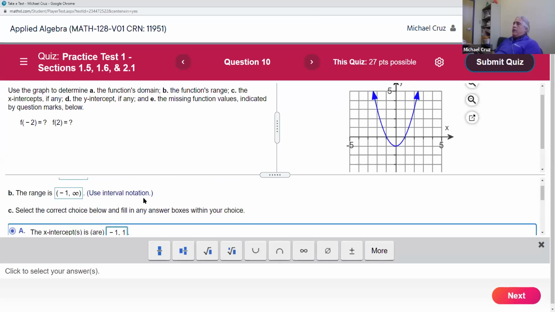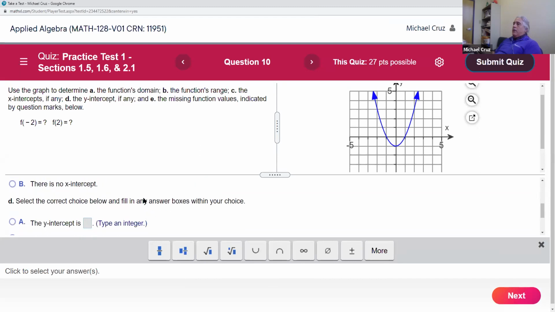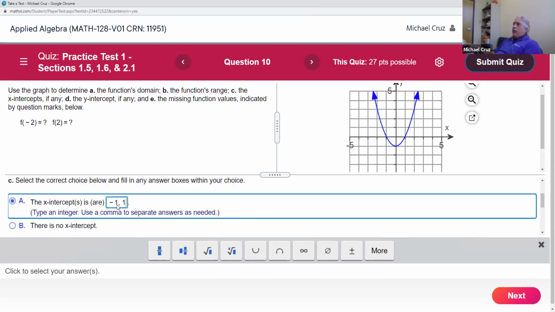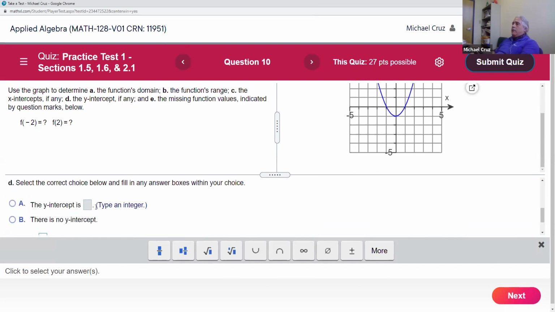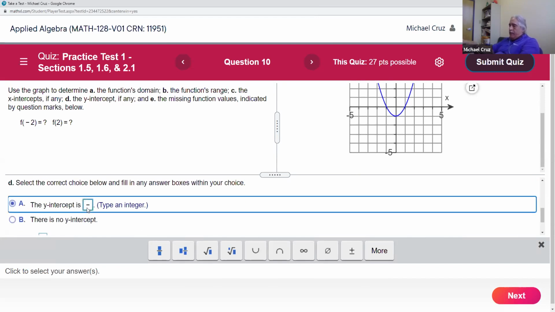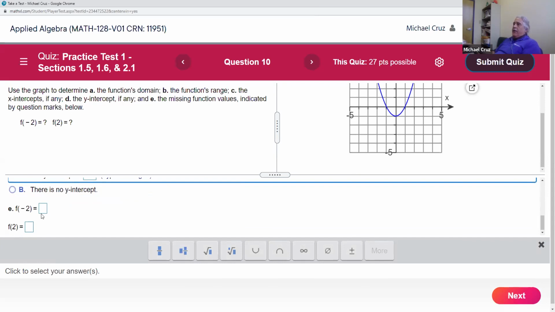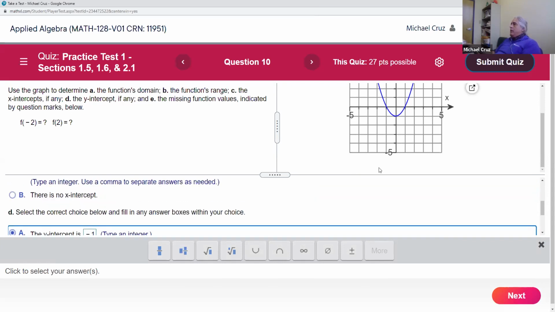All right. And then the y-intercept is where it crossed up here, and that's -1, right? And just to reiterate, we talked about this, but there's going to be only one y-intercept if something is a function. All right, so f of 2 and f of -2.